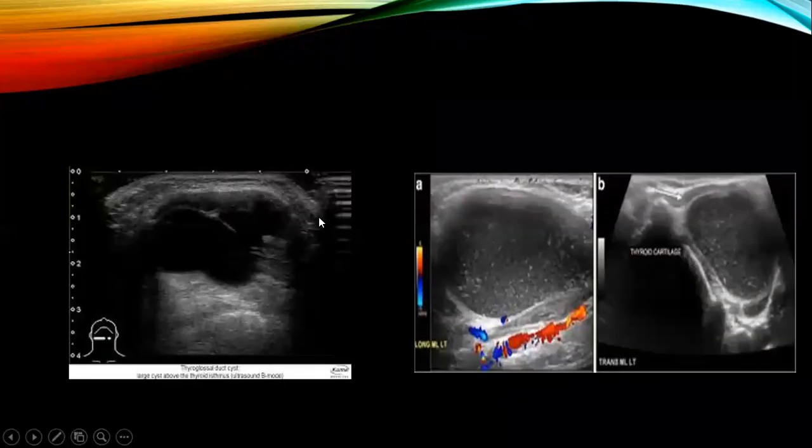So these are just some ultrasound images showing our cyst. So it can actually grow huge and become infected as seen in this image. This is our thyroglossal cyst, which has grown huge and has become infected, and therefore we are seeing this internal.